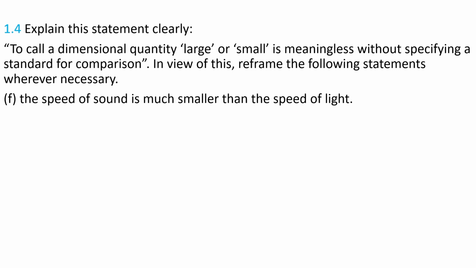Now the speed of sound is much smaller than the speed of light. Here again there is the word smaller; the speed of sound and the speed of light, both speeds are compared, and the reference is the speed of light. So the statement is saying that the speed of sound is much smaller than that of the speed of light. So we have a reference here and we have a comparison word here. So this sentence is also correct.